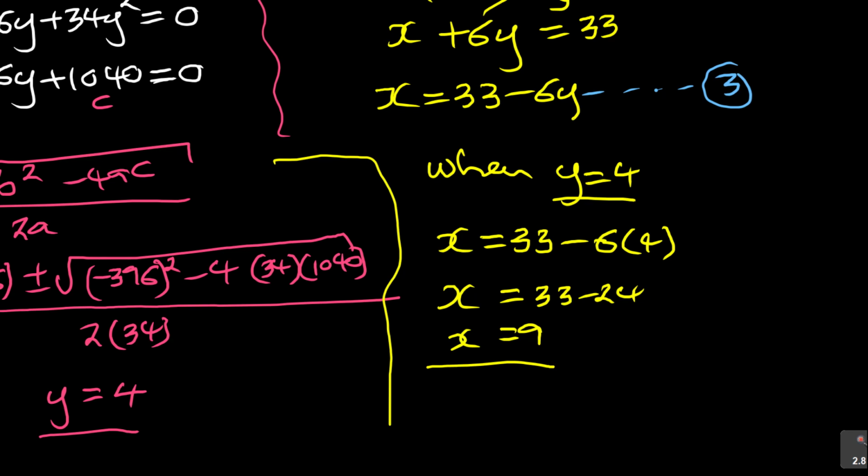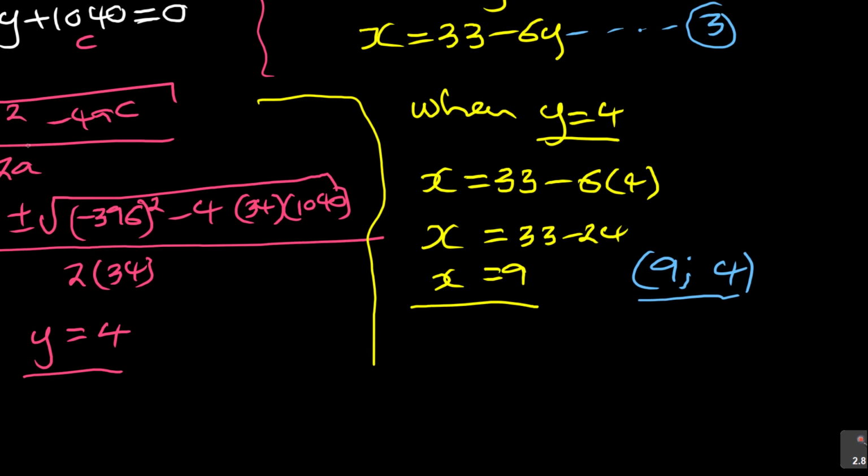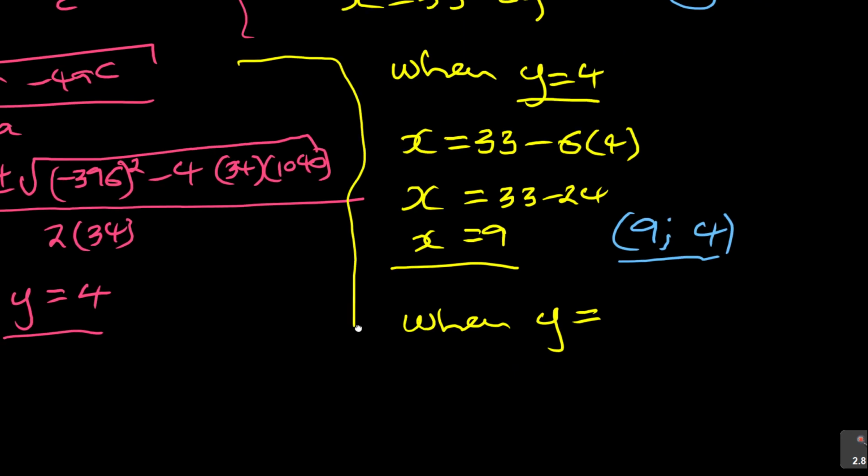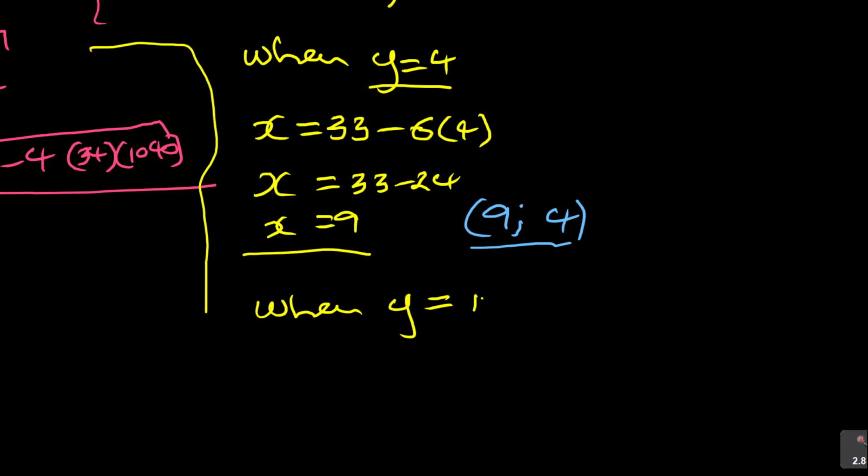So if you want to write it in coordinate form, you will write it like this. When x is 9, what is y? Y is 4. That is another option. This is in coordinate form. Then the next one, when y is equal to, we said what? 130 over 17.